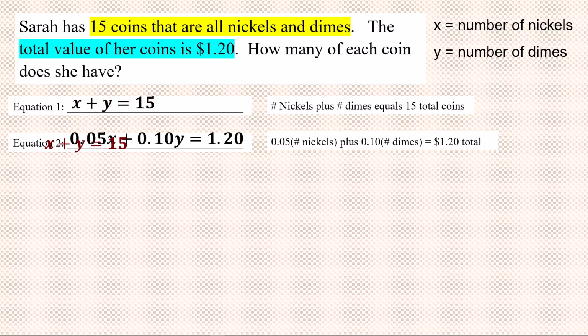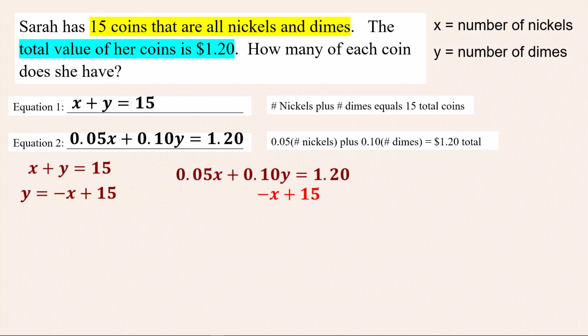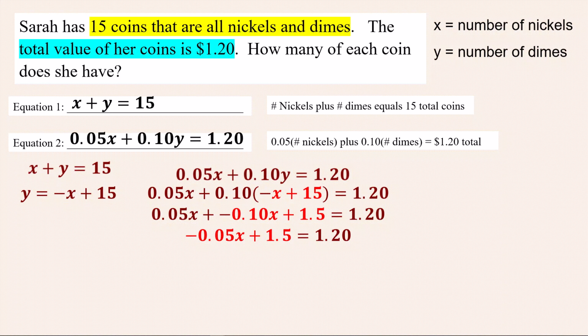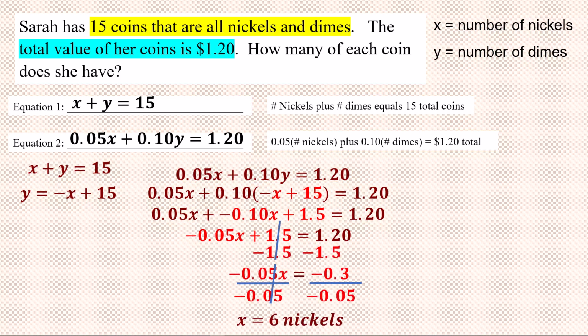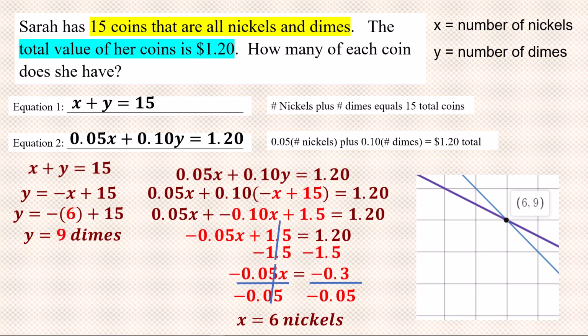Let's use the substitution process for this one by solving the first equation for y, and then substituting the right side of y, negative x plus 15, into the second equation. Working through this substitution finds the value of x to be 6 nickels. Substituting that value back into the other equation finds the value of y to be 9 dimes. The graph of these two equations confirms this solution.